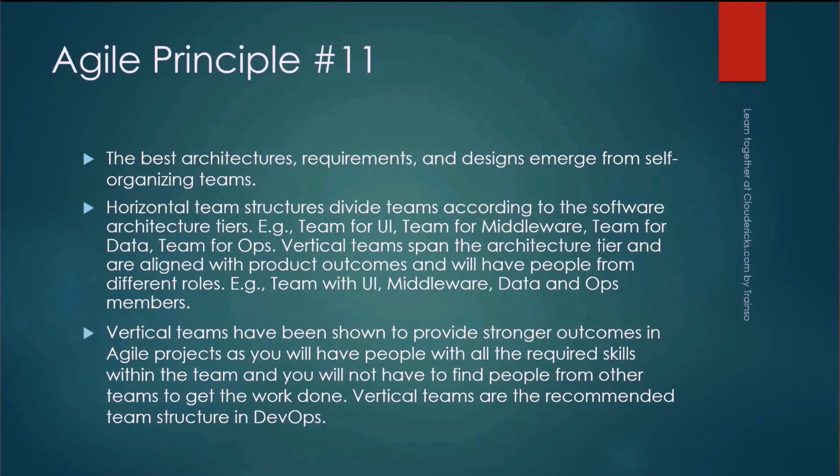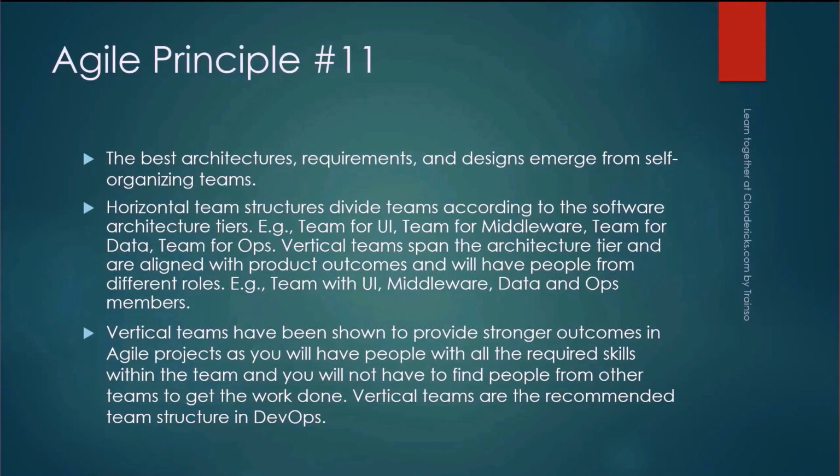Agile principle number 11, the best architectures, requirements, and designs emerge from self-organizing teams. So your team should have a mix of people. There are two team structures. Horizontal team structures divide teams according to the software architecture tiers. What are the software architecture tiers? UI, middleware, data, etc. Right? So there will be a team for UI, a team for middleware, a team for data, a team for ops. Vertical teams span the architecture tiers and are aligned with the product outcomes and will have people from different roles. Example, a team with UI, middleware, data, and ops members.